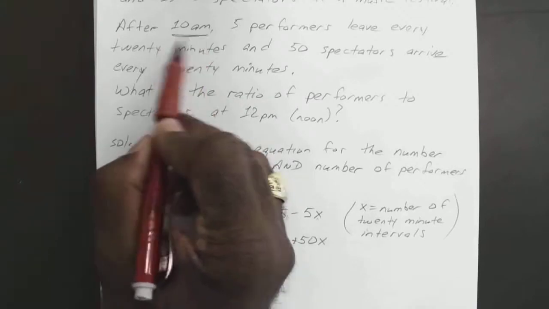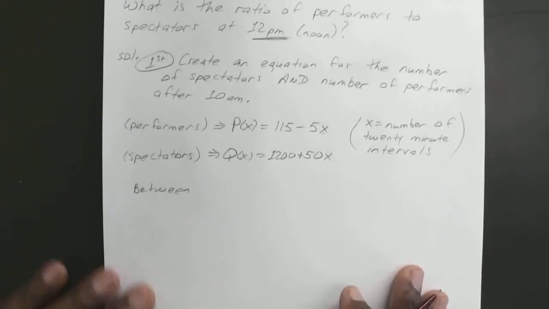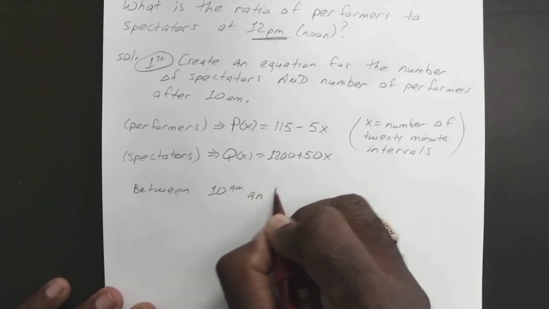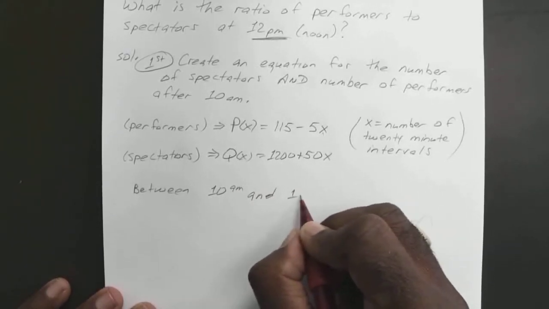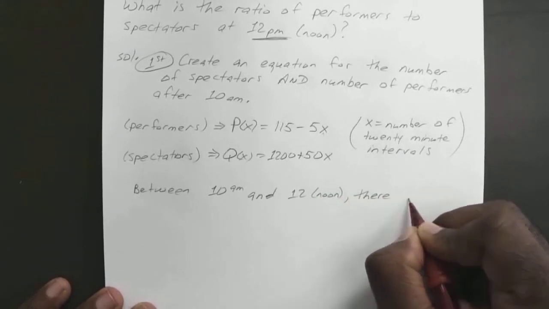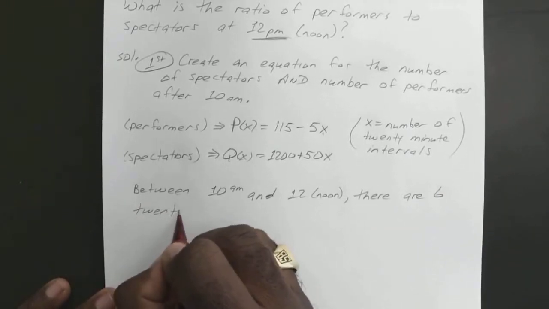Okay. Now we know from 10 a.m. to noon, you have 3 20-minute intervals every hour. So that means between those, in that 2-hour span, you have 6 20-minute intervals. We'll bring that up some. So between 10 a.m. and 12 noon, there are 6 20-minute intervals.